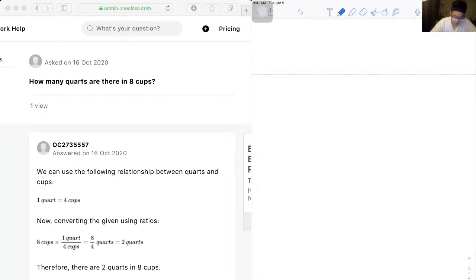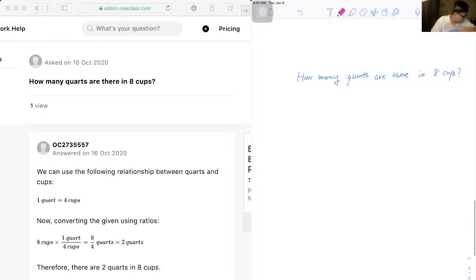Okay, next we have how many quants are there in A cups? Okay, so whenever we come across a question asking us to convert something in one unit into another unit, we always need to think about the conversion factor.